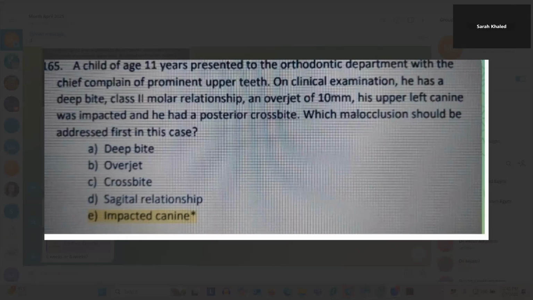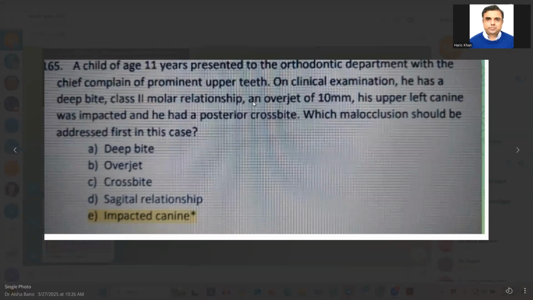It doesn't matter that they said the chief complaint of the patient is the prominent upper teeth. We don't choose according to the chief complaint. I said that it should be treated together early, because if I select the crossbite, then it will become subjective. I say okay, correct the crossbite. But this patient also has this 10 millimeter overjet, because even if you are correcting the crossbite, I mean correcting the crossbite with a growth modification appliance.